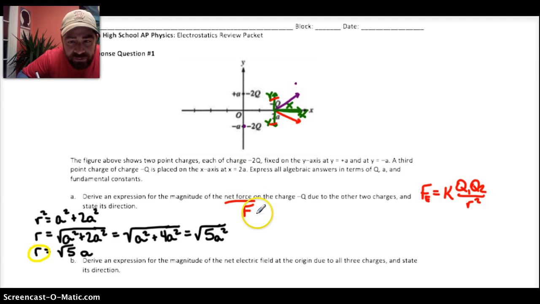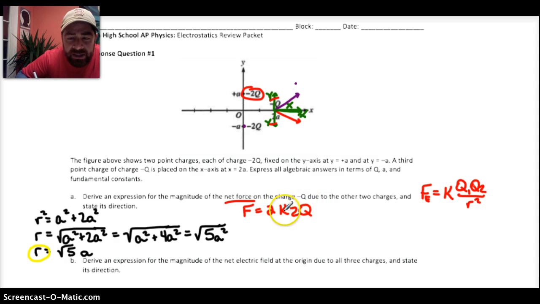2 times k, which is the constant, times q1, which in this case I'll just define as one of these guys, negative 2q. And I'm just going to use 2q, the magnitude. The reason I'm not worried about this sign here is because I've already taken care of its direction. We know it's going to be a repelling force because they both share the same charge.